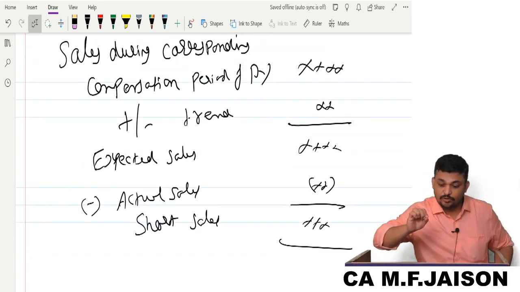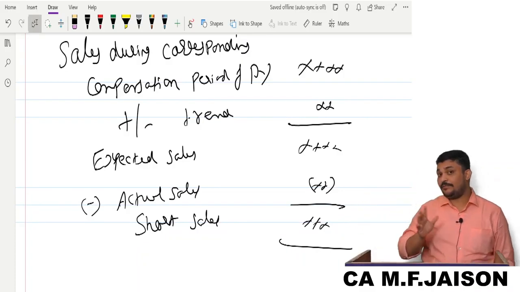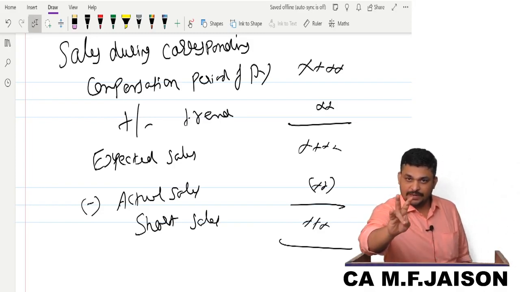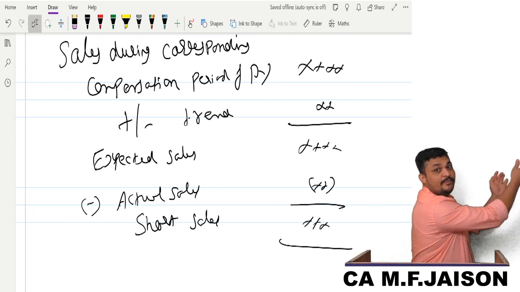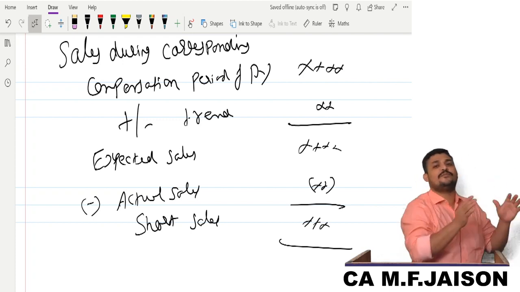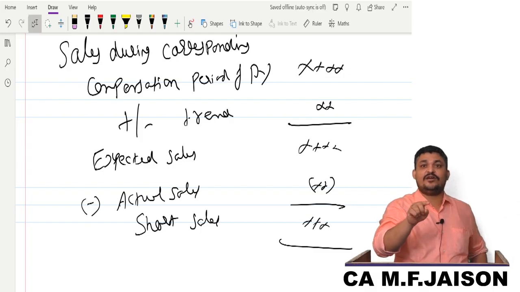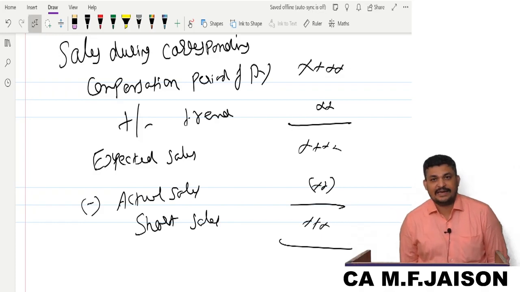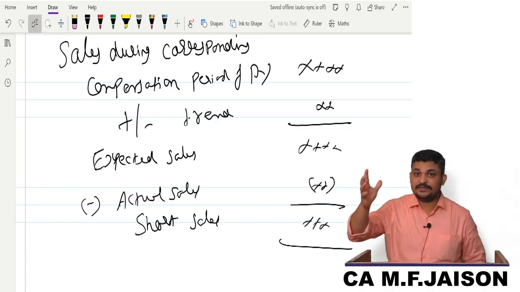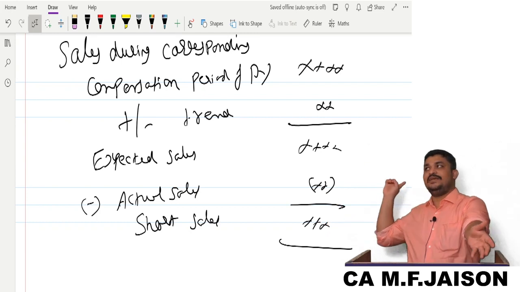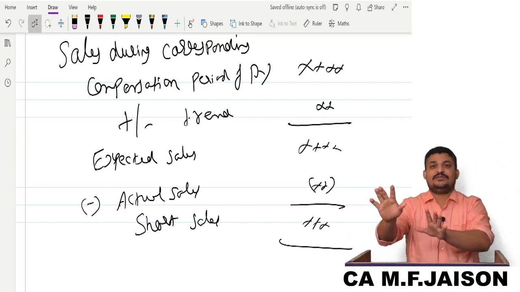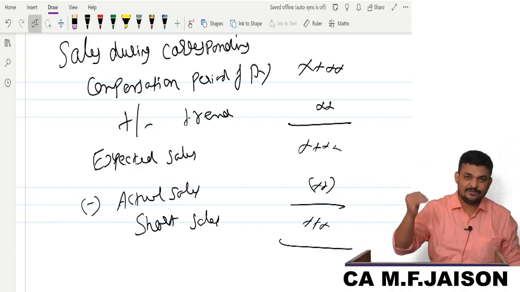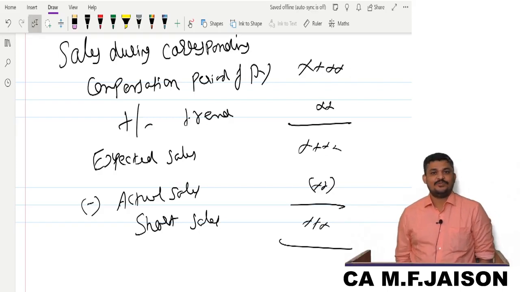So how to compute short sales? Once again, sales during the corresponding compensation period of previous year: August, September, October, November of previous year. Same 4 months should be taken. Plus or minus trend will give you expected sales, what I expected in the current year. Based on previous year, I expect an increase this much. But I could do this much only, which we call actual sales. That you deduct, and you will get short sales. I hope you understood this.